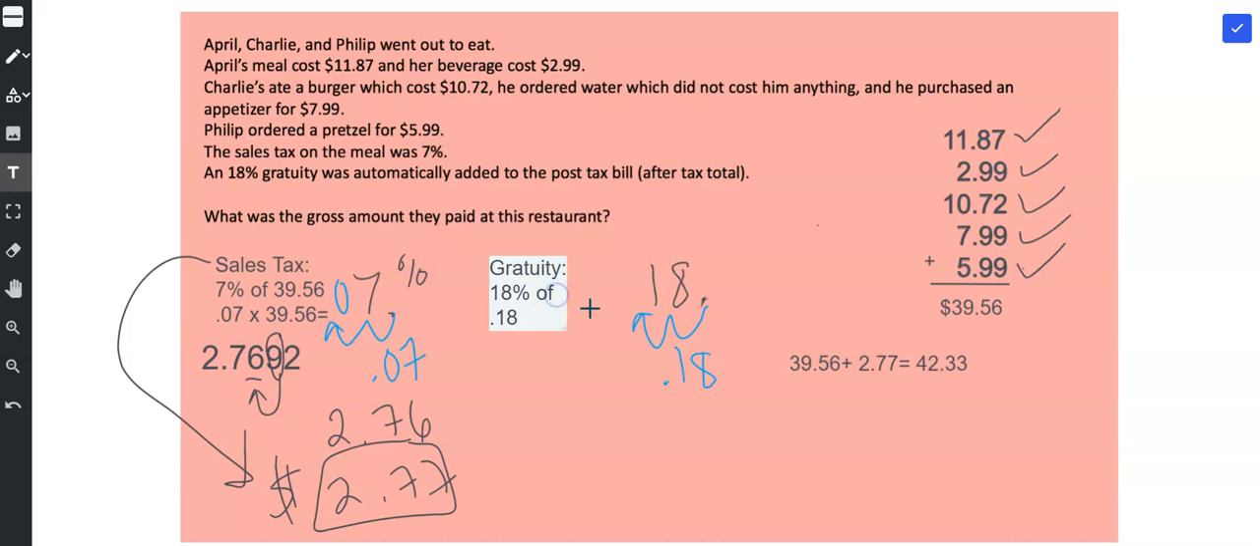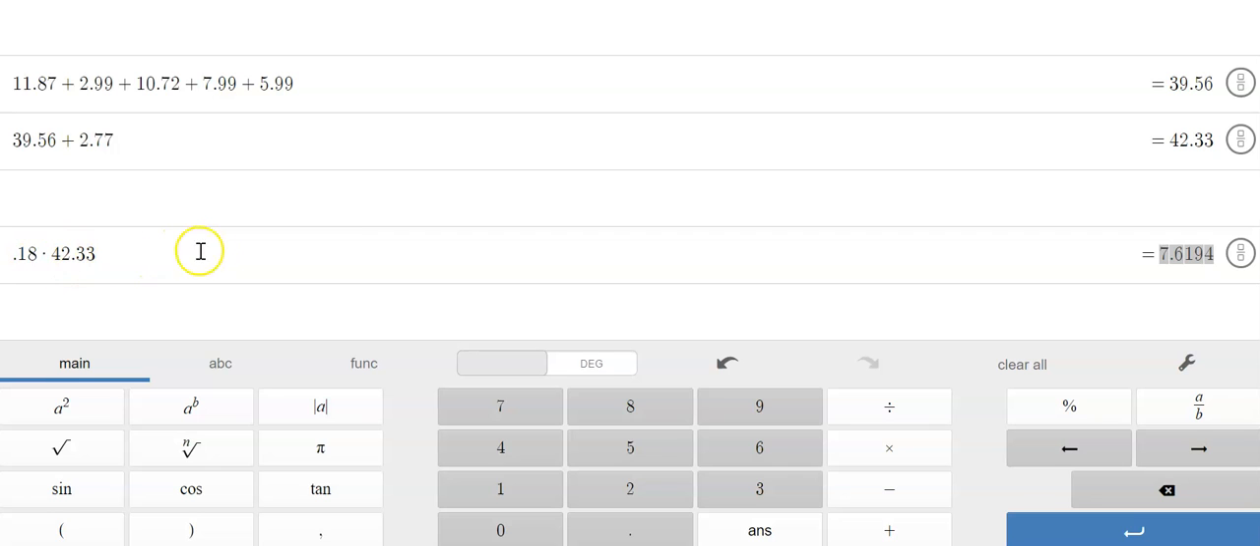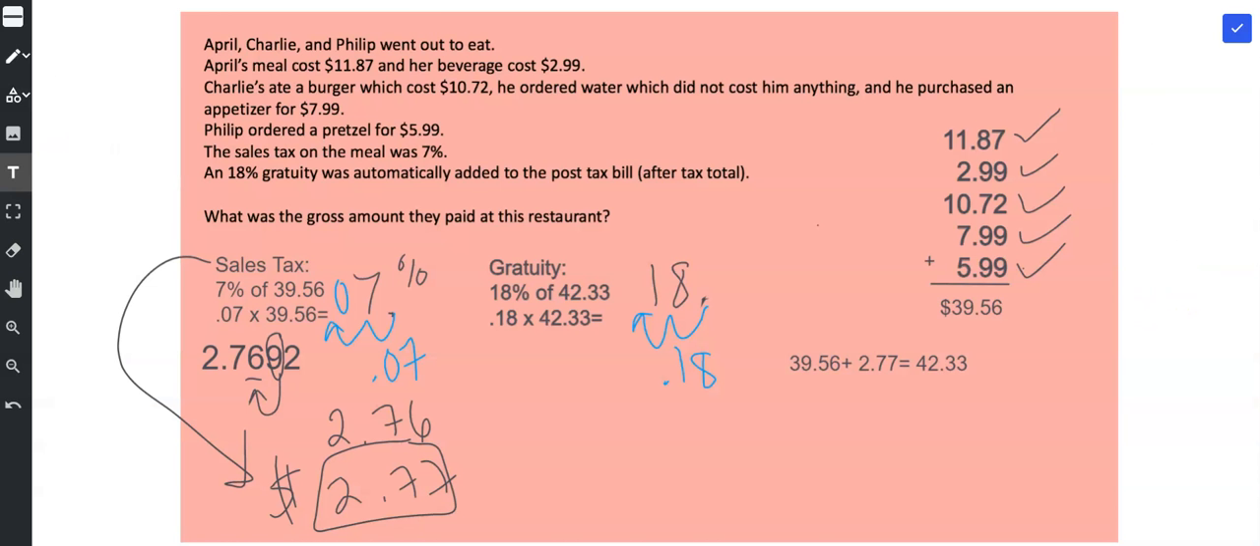And then to figure out the tip, I need to take 18% of that $42.33. So 0.18 times the $42.33 will give me the tip. So this is the tip that you get, and I say I pay, but I really meant what they pay. So what April, Charlie, and Philip will pay for the tip.